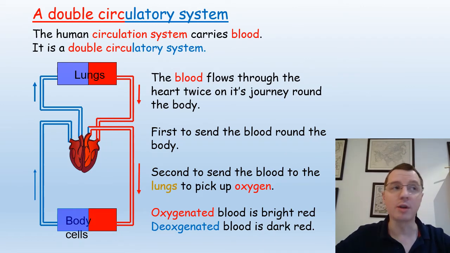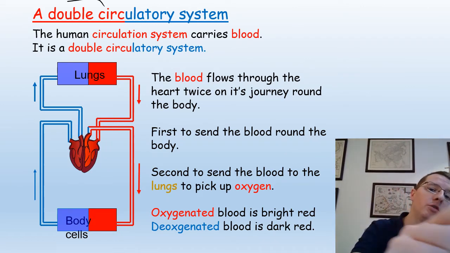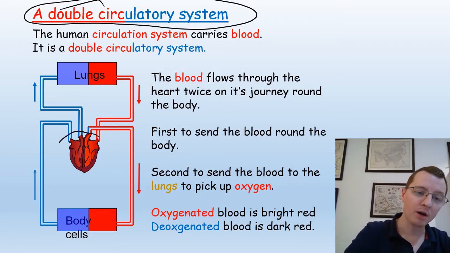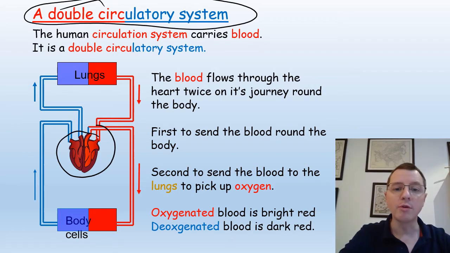So in humans and in most mammals, we have a double circulatory system. And what this means is, if you look at the heart here, that the blood will flow through the heart twice on its journey around the body. So we've got a very simplified diagram here.